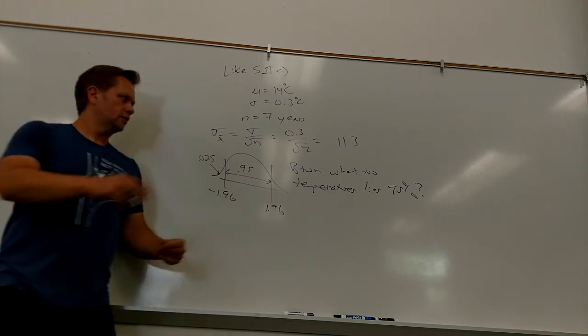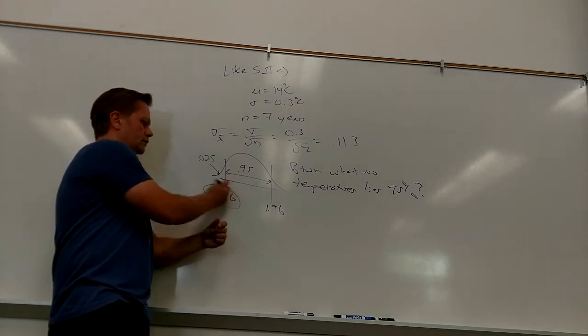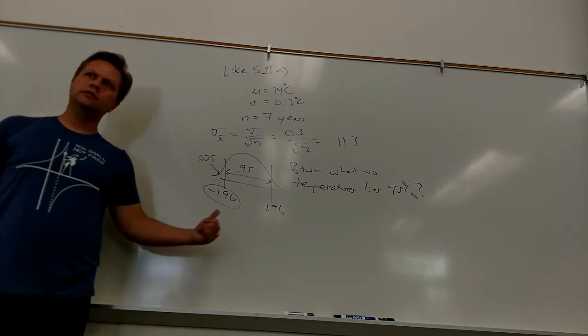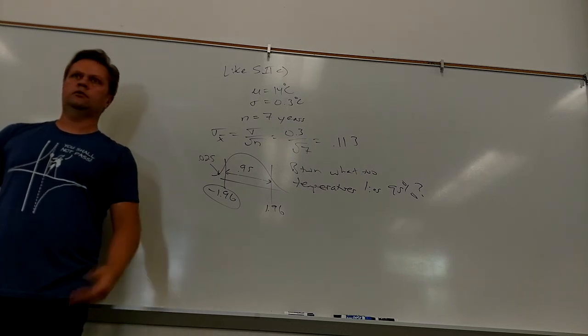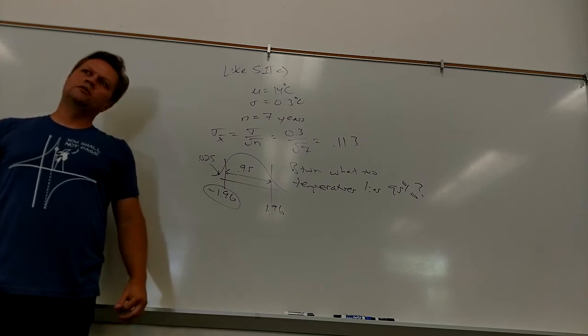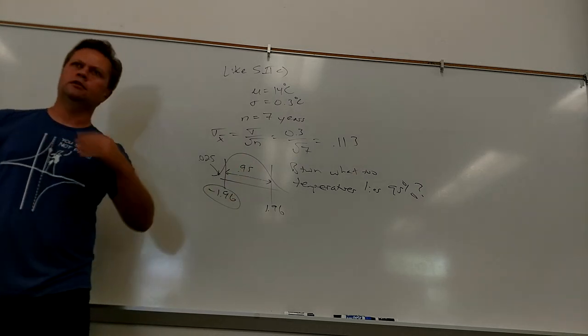Okay, all right. So how do I make this into a temperature? I got the z-scores. How do I make it into a temperature? What formula can I use that figures out x if I know z?